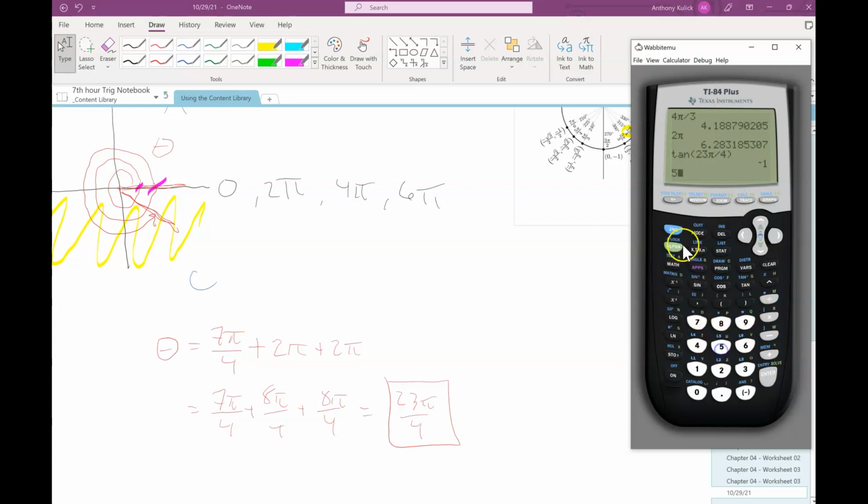And if I compare this to 5 pi, I see that it's bigger. If I compare it to 6 pi, I see that it's smaller, so I know that I have the correct answer. Riley? Of course. Is that okay with everybody? All right.